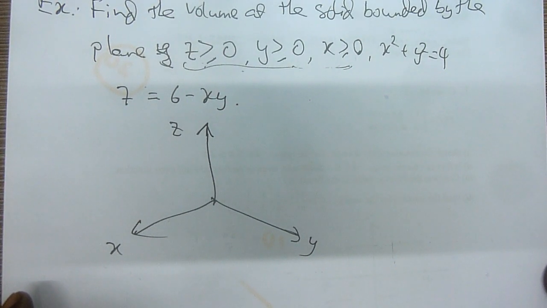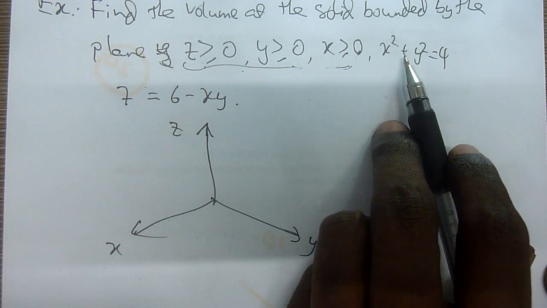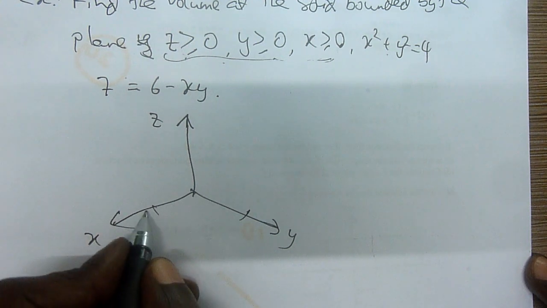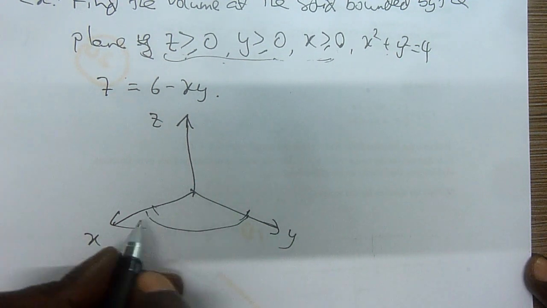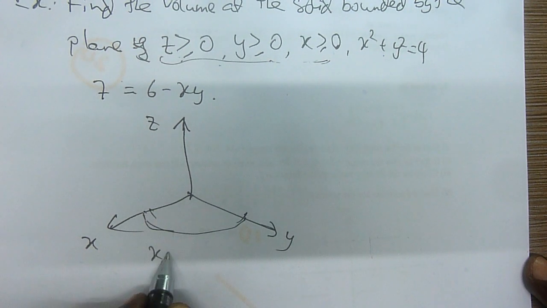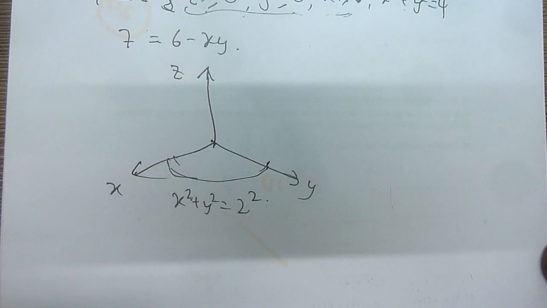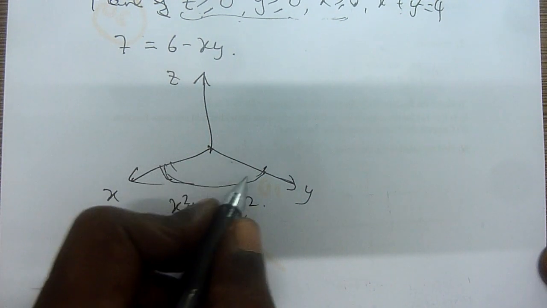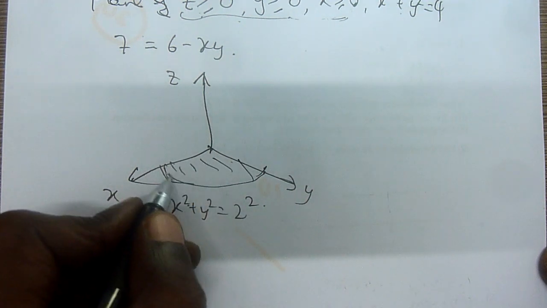Now with that, we can see the radius can go up to 2. How do I know this? It is very clear: x squared plus y squared equals 2 squared. The quadrant is clear, so we can draw the circle. Now we have the region ready.